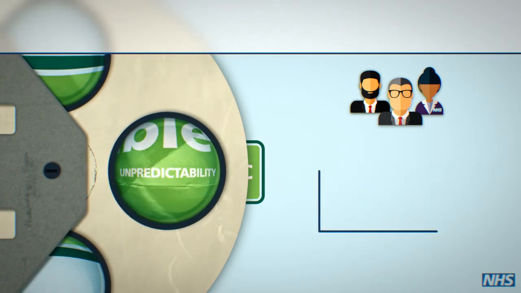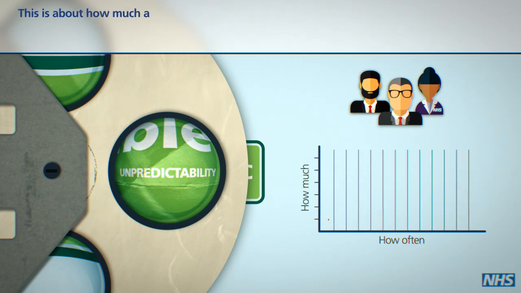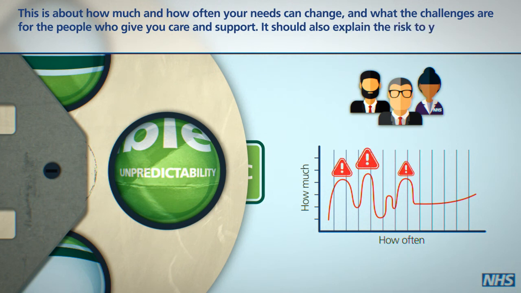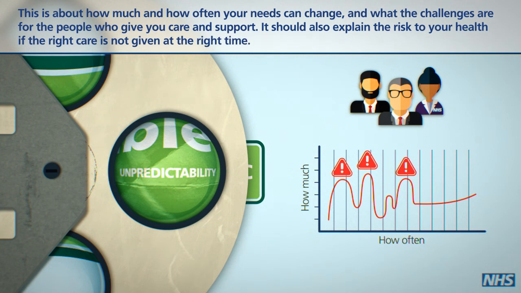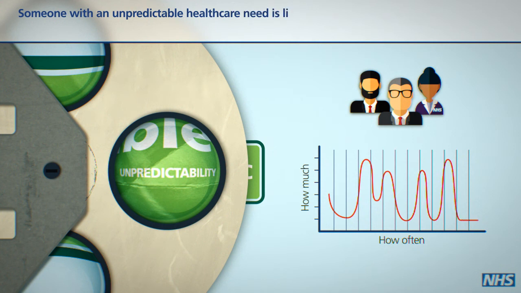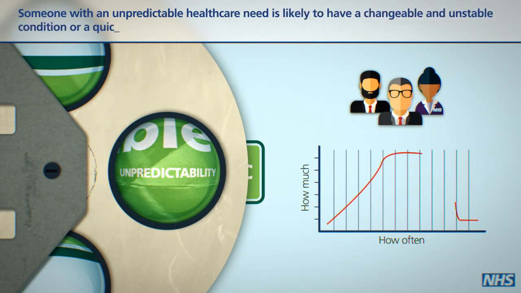Unpredictability. This is about how much and how often your needs can change and what the challenges are for the people who give you care and support. It should also explain the risk to your health if the right care is not given at the right time. Someone with an unpredictable healthcare need is likely to have a changeable and unstable condition or a quickly deteriorating condition.